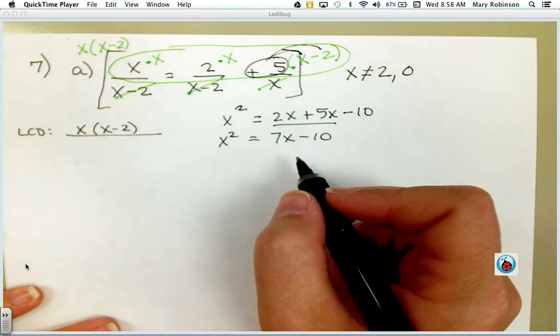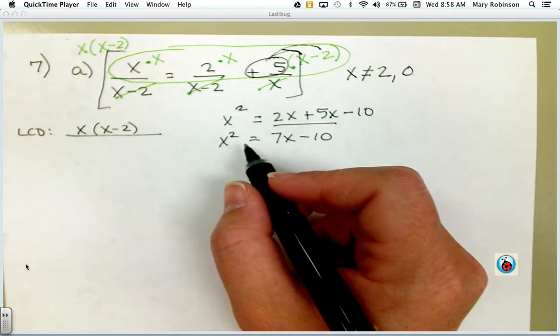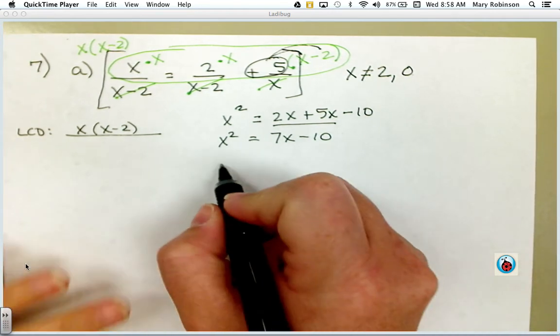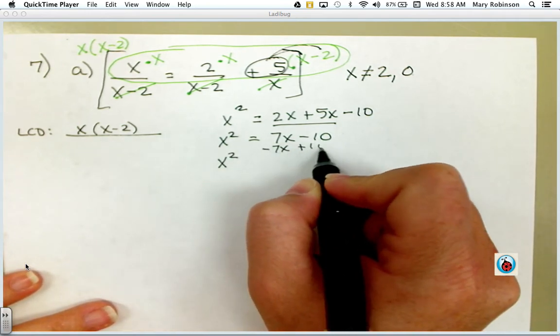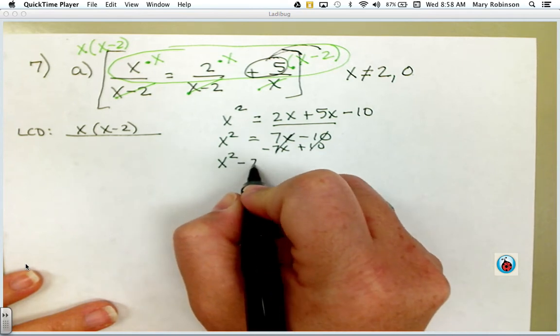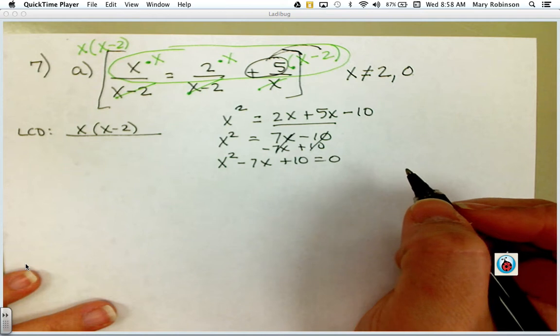But now I want all my terms on one side. So remember, to solve a quadratic equation, we need to set it equal to 0 and try to factor it if possible. So I need to subtract 7x and add 10 to make it equal 0. So over here I'm going to have x squared minus 7x plus 10 equals 0.